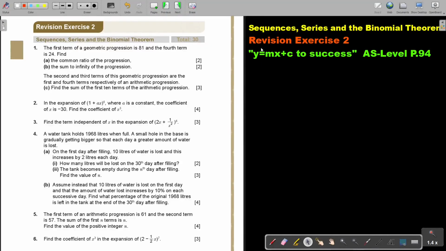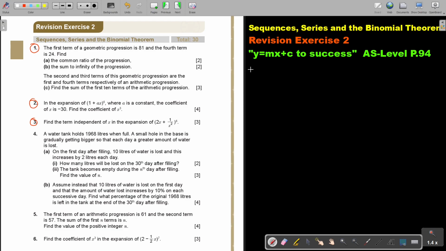In this video, we will start with revision exercise 2, sequences, series, and the binomial theorem. You will find this on page 94 in the Namibian AS-Level Mathematics textbook, Y equals mx+c to success. In this video, we are going to focus on 1, 2, and 3. You can stop the video and try to do it on your own, and as soon as you are finished, you can continue the video.